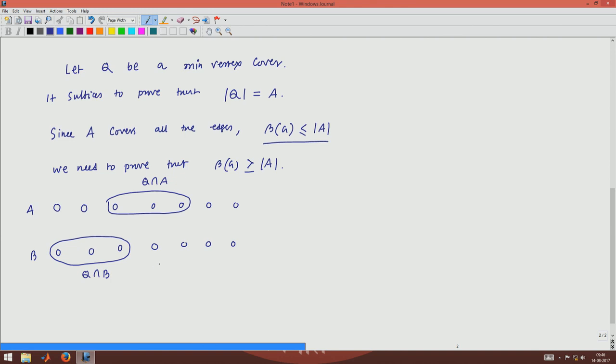Now, think about the edges. So, these are edges from A minus Q. So, this is my A minus Q, and also these two edges are also in A minus Q. So, all the edges out of A minus Q, for example, this is one edge going out of A minus Q, this is another edge, this is another edge.